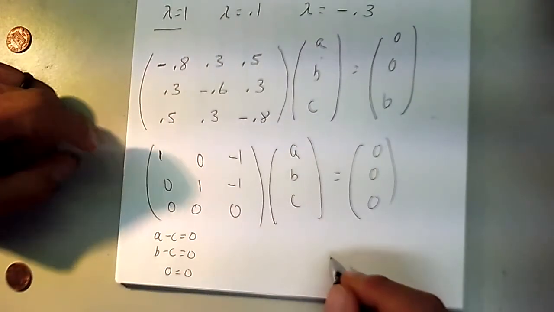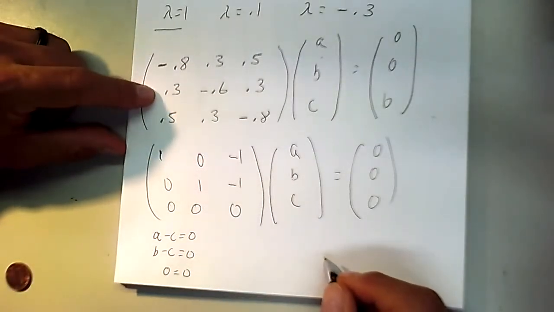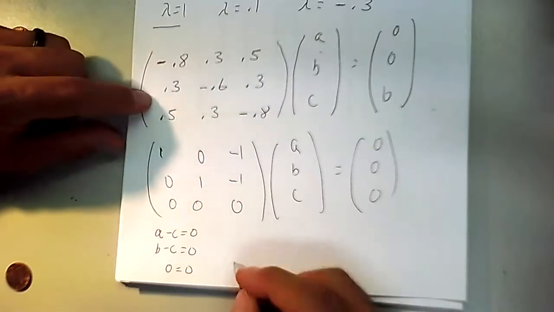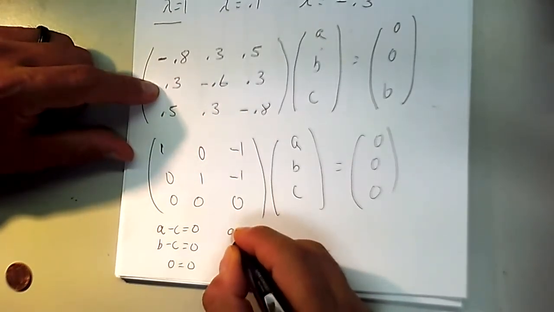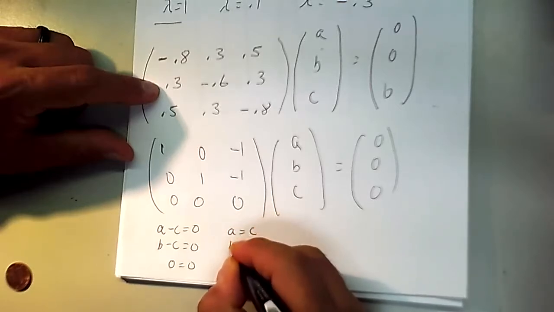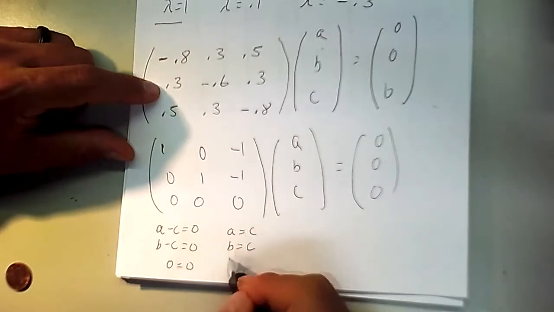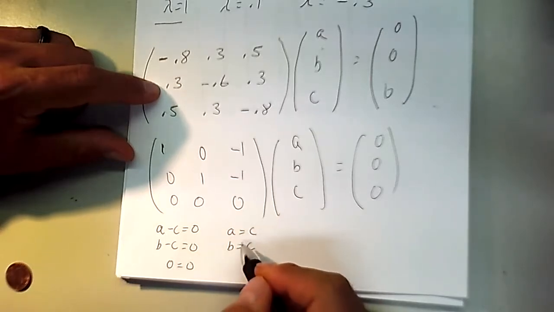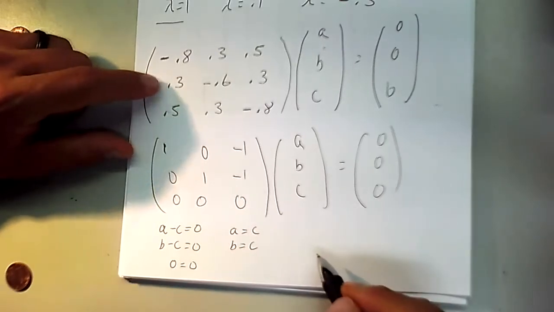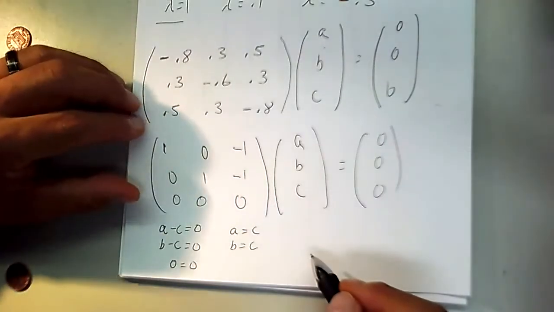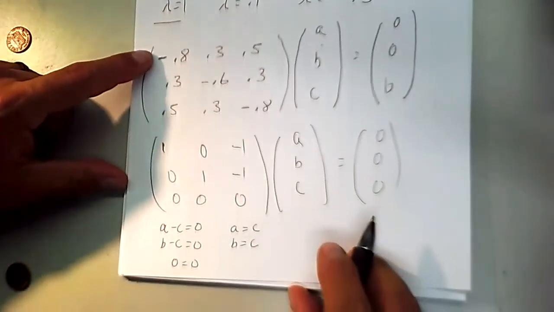That is like saying, well, I don't know, something that is true. Tomorrow it may rain or it may not rain. That's not saying anything. I know that's a silly example, but so A is equal to C, and so B is equal to C, according to that. And that means that all of the entries have to be the same. If C is equal to B and C is equal to A, then A is equal to B. So everybody is the same. So the eigenvector corresponding to this lambda equal to 1 would be 1, 1, 1.